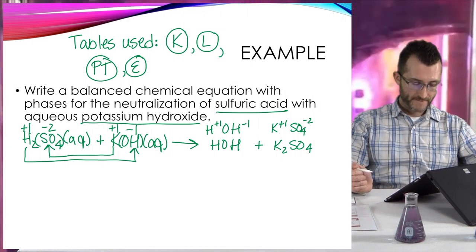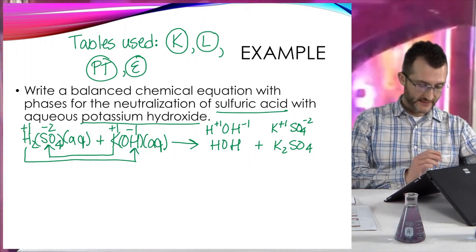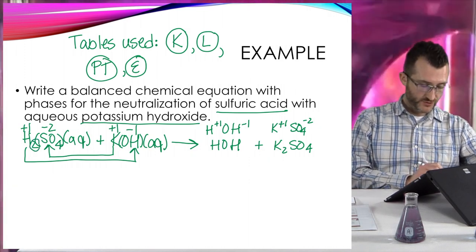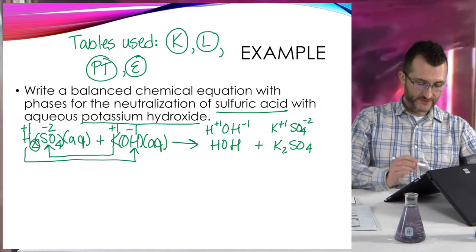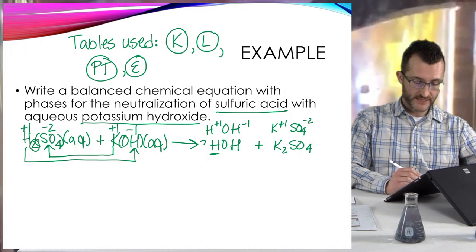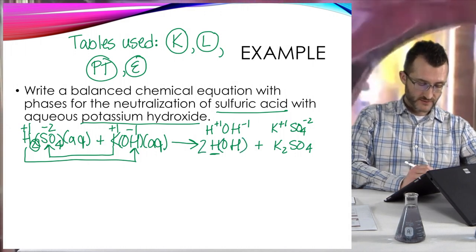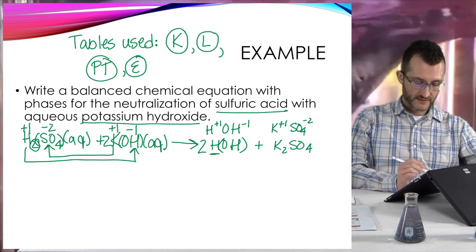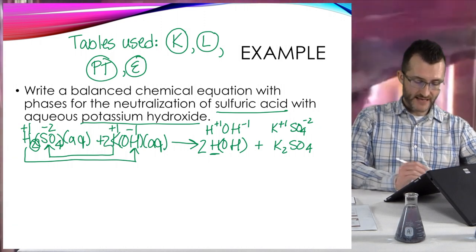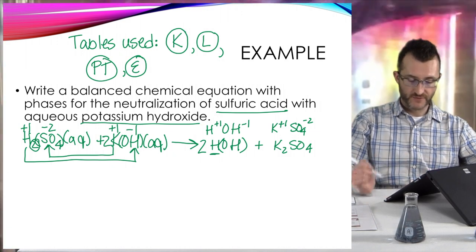We've got our products. What's the next step here? I think I want to balance it. Don't want to forget that. I'm balancing. I've got two H's over on the left. I'm only looking at the first H here on the right, so I want a two here. I've got two OHs. I want to put a two over there, and I now have two Ks, and I have two Ks over on the right, and I have one SO4 on both sides as well.